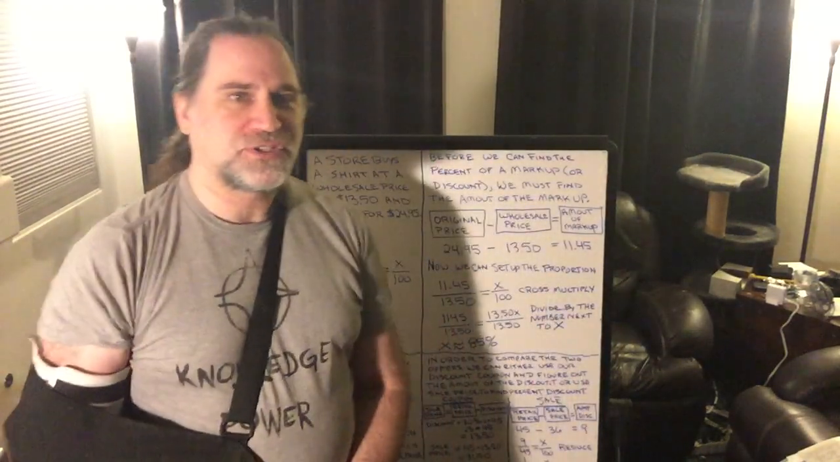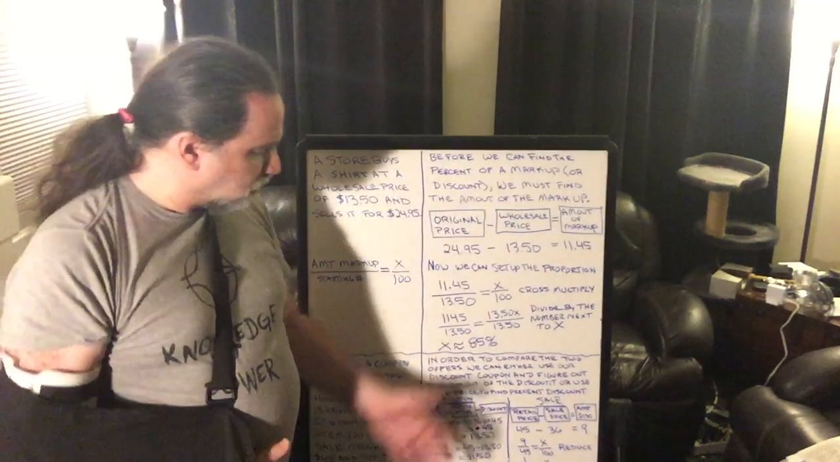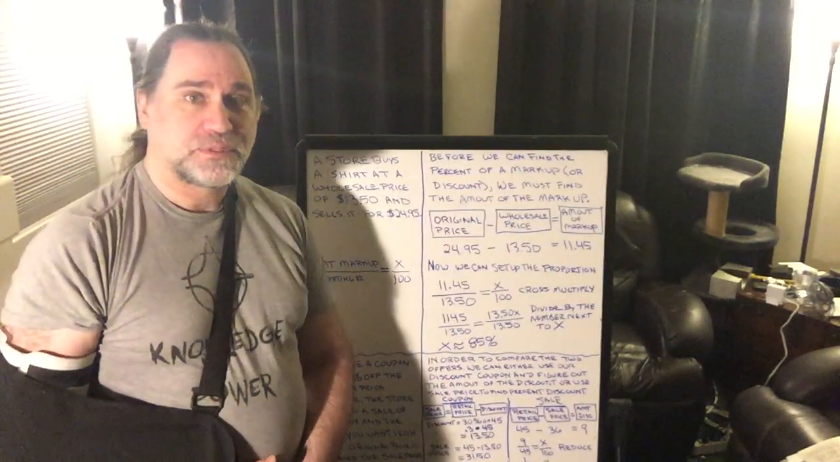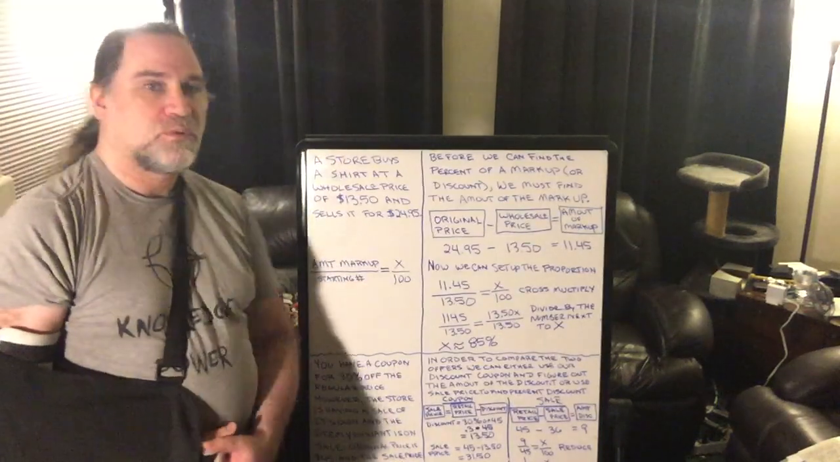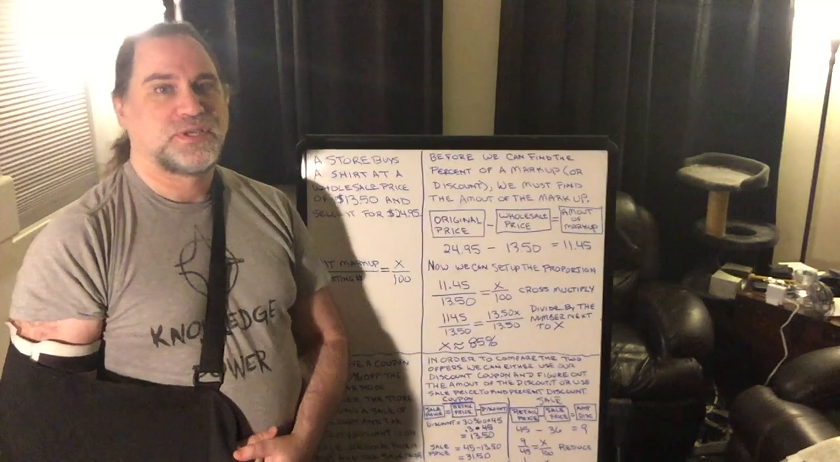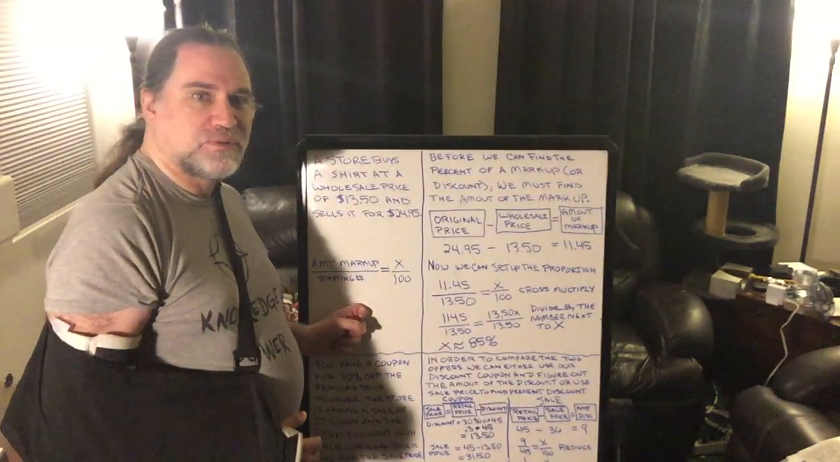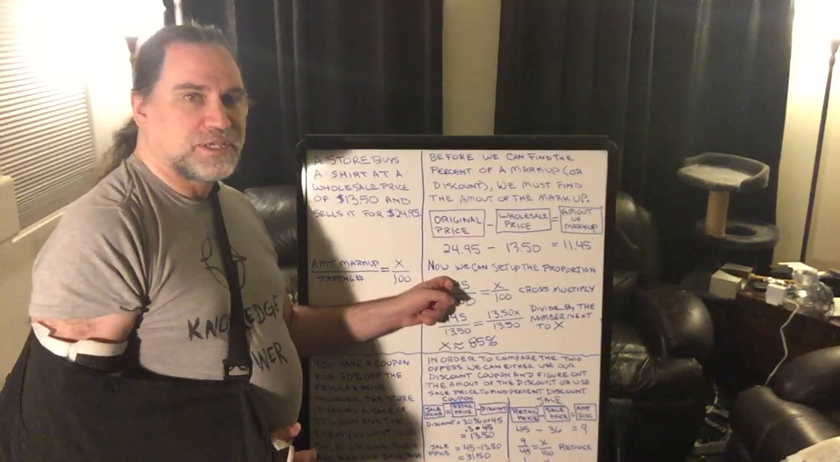I really want to make sure that you guys see that there are multiple ways to do these problems. But this one works for percent change, works for percent markups, works for percent discounts, kind of does it all. So how much things changed over where they started equals x over 100.